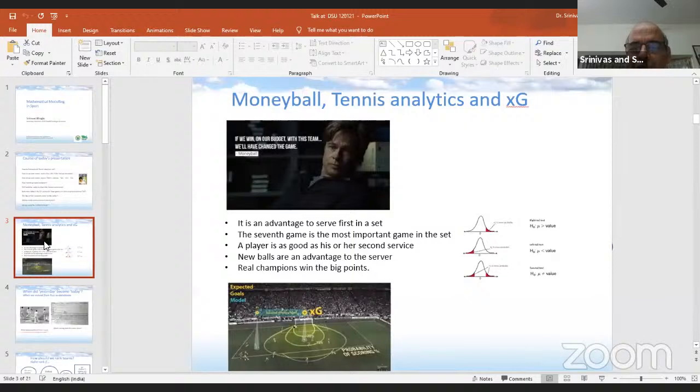Moneyball, some of you must have heard about it. I think it was a book that was published around 2005, maybe. I think somebody called Lewis published that book. And if you see that slide on top, "If we win on our budget with this team, we'll have changed the game." So he's really talking about baseball.